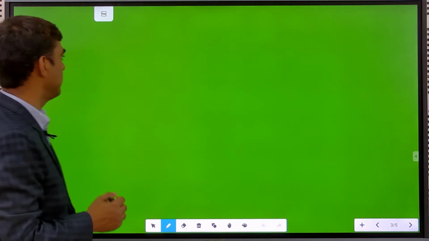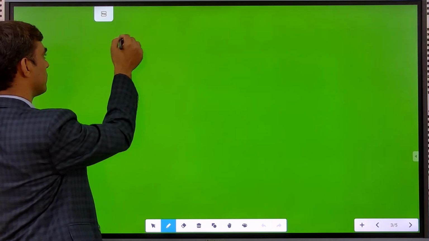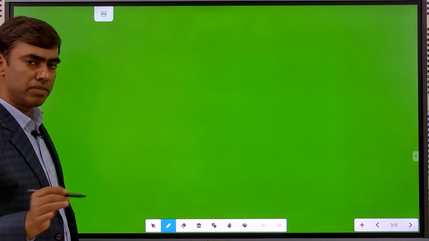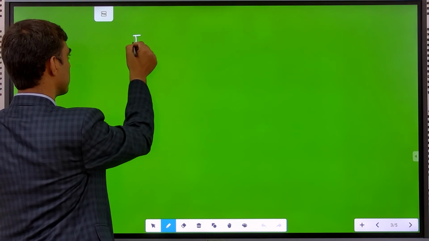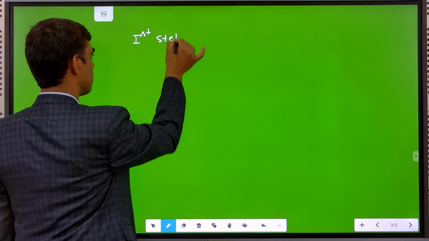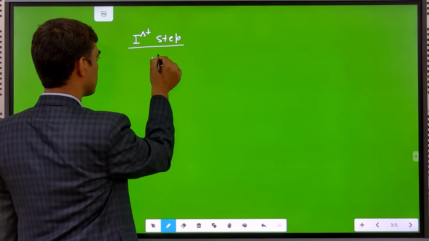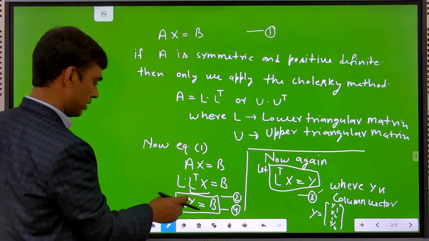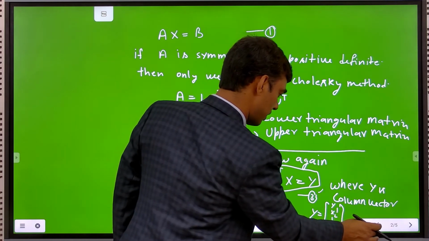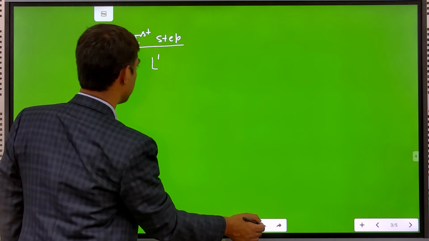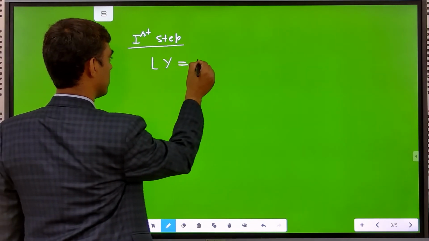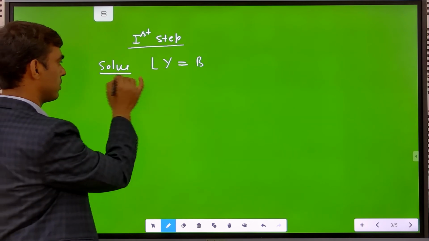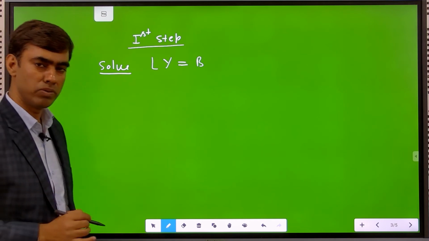So in the next slide, we write what? There are two steps to find the solution of any system of linear equations by Cholesky's method. First step, we solve Ly equal b. In the first step, we solve Ly equal b, then we find the values of y.